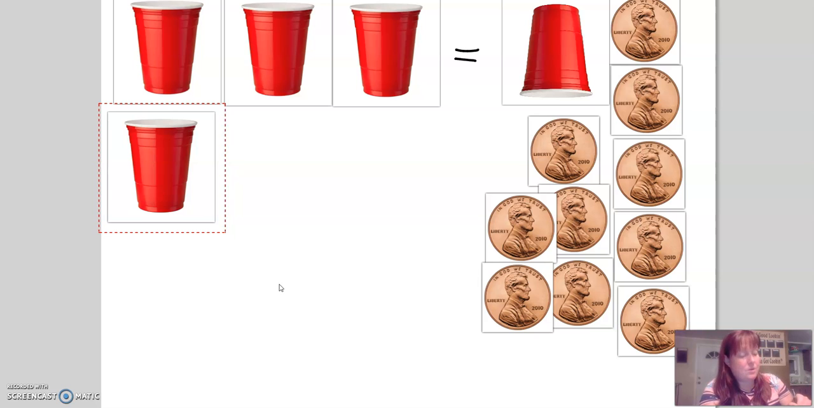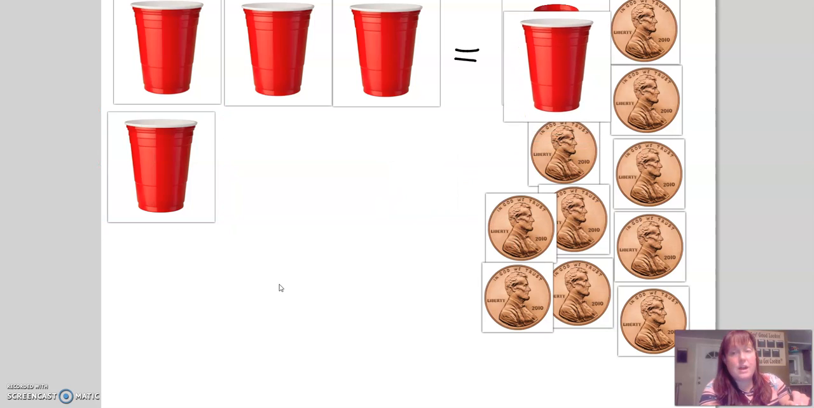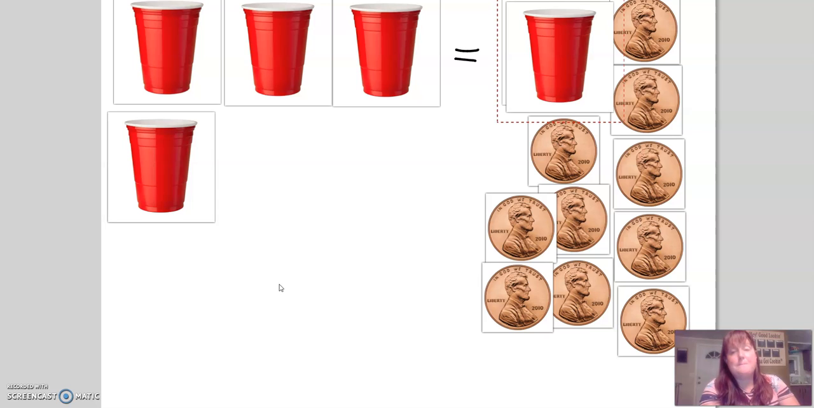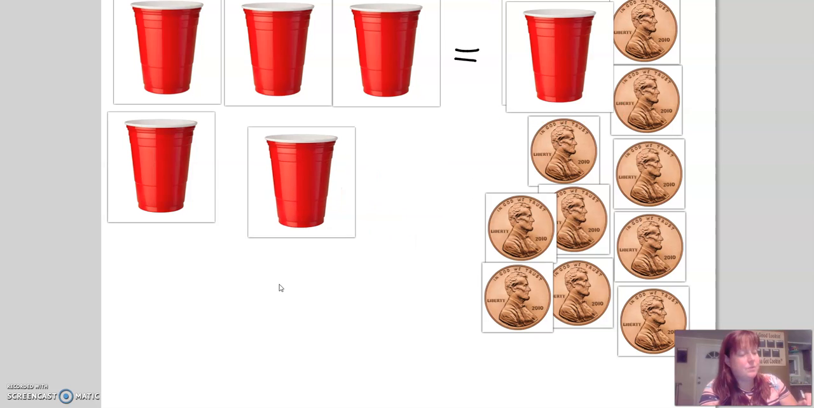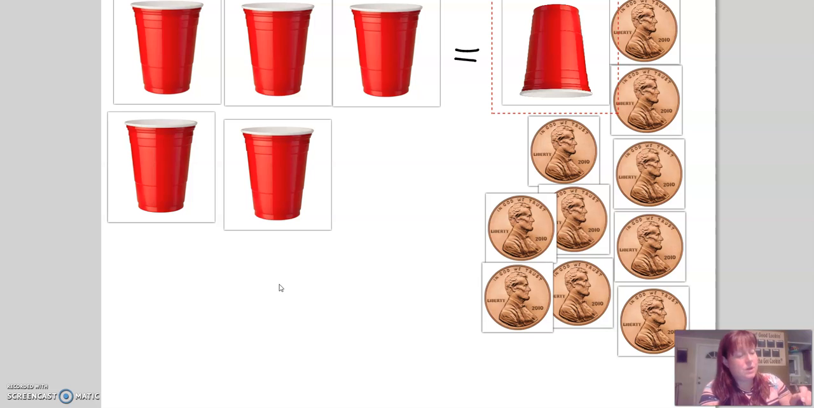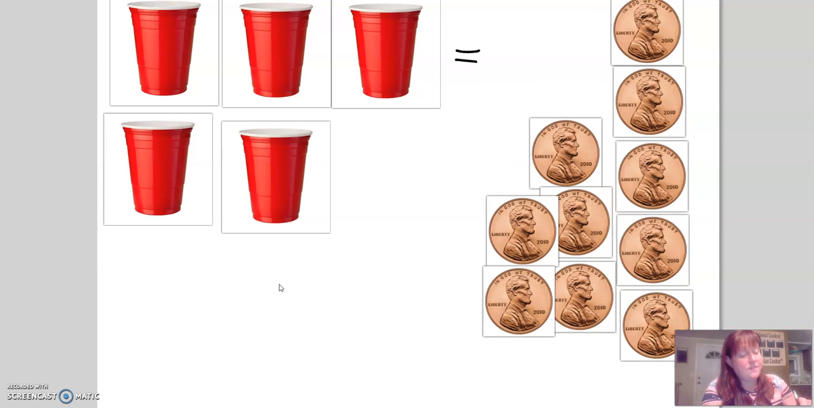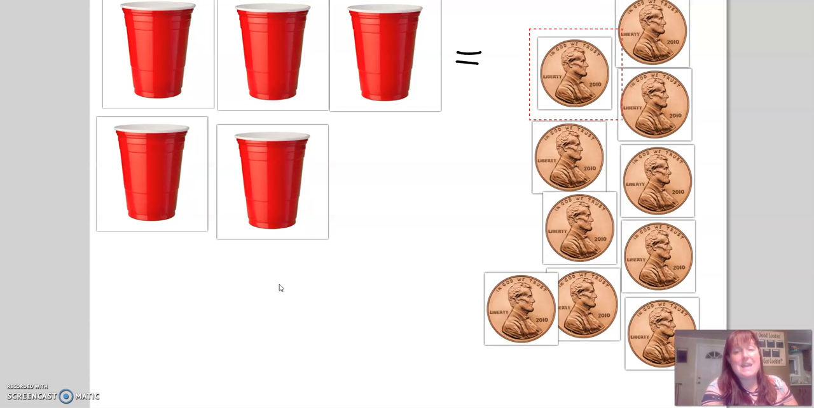Well, we zero it out with a positive cup, right? These two zero each other out because they are inverses of each other. But again, in math, if I do something to one side, I have to do it to the other, right? So I'm going to put one of those cups over here too. So these two are gone. And I'm left with 5 cups on one side and 10 pennies on the other side. So I know 5 cups is going to equal 10 pennies.